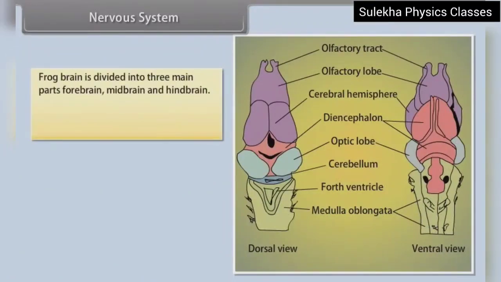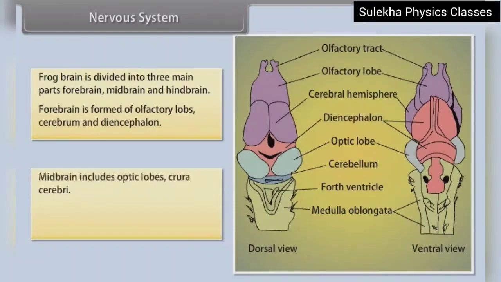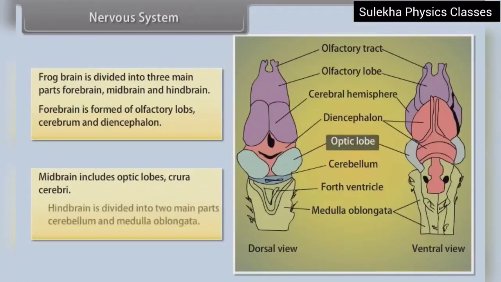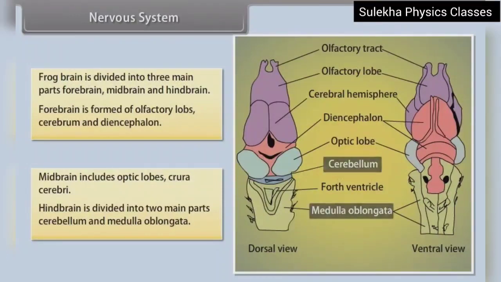The frog brain is divided into three main parts: forebrain, midbrain, and hindbrain. The forebrain is formed of olfactory lobes, cerebrum, and diencephalon. The midbrain includes optic lobes and crura cerebri. The hindbrain is divided into two main parts: cerebellum and medulla oblongata.